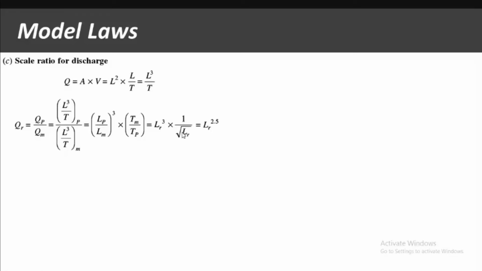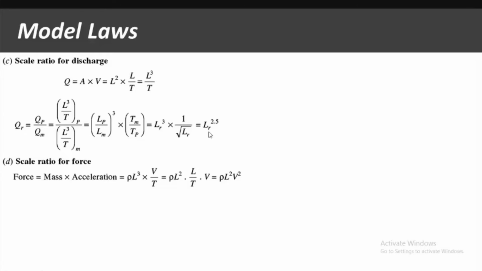So 1 upon TR क्या होता है? Root LR होता है. अभी हमने ऊपर देखा. Okay, so it is LR cube divided by 1 upon root LR. Okay, so finally we will have under root of LR to the power 2 by 2.5 or 5 by 2. Okay. After that, next is scale ratio for force.